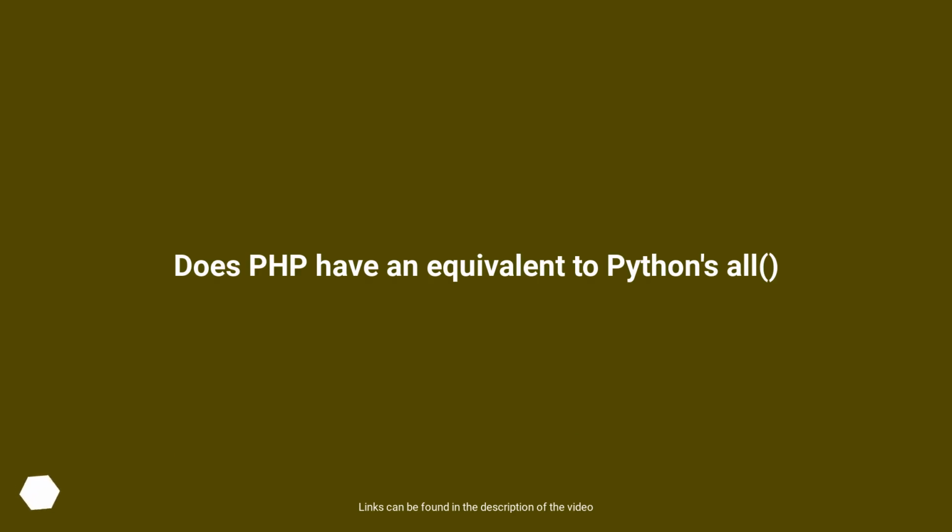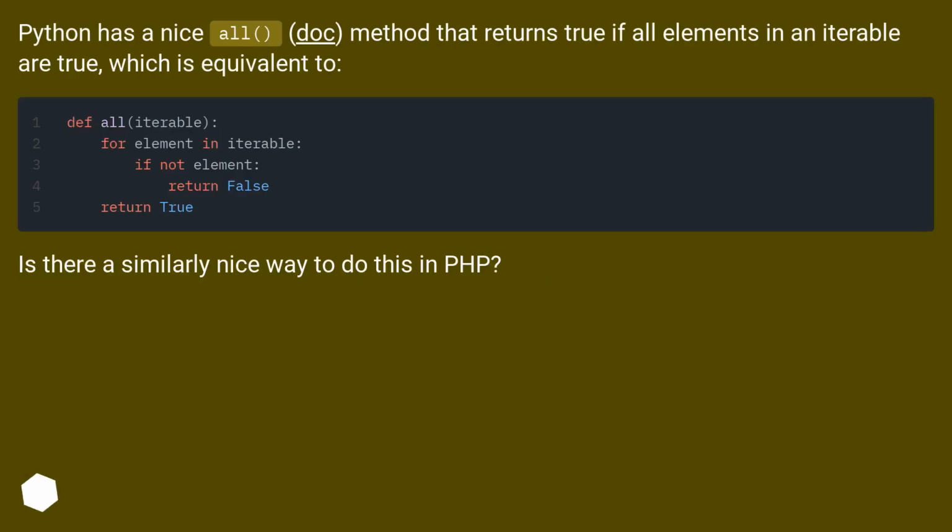Does PHP have an equivalent to Python's all()? Python has a nice all() method that returns true if all elements in an iterable are true, which is equivalent to. Is there a similarly nice way to do this in PHP?